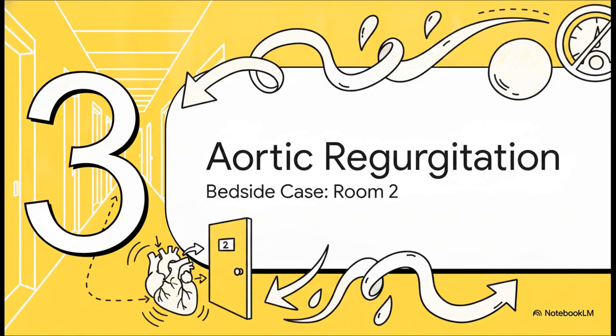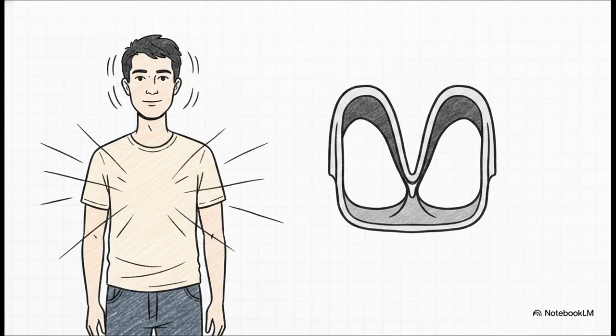Section 3, Bedside Case, Aortic Regurgitation, Room 2. Let's step out and head down the hall to Room 2. Now, things are a bit different here. We need to shift our hemodynamic logic from a pressure problem to a volume problem. Here's the history. A 39-year-old tall male with mild exertional dyspnea and this uncomfortable awareness of a pounding heartbeat.